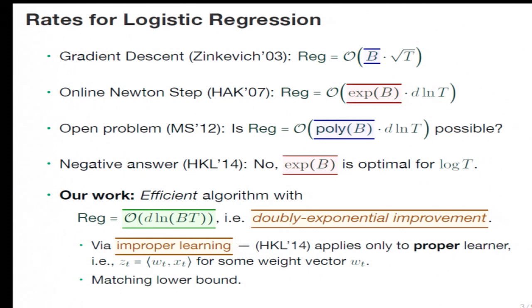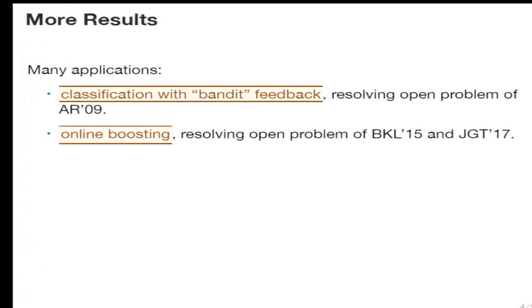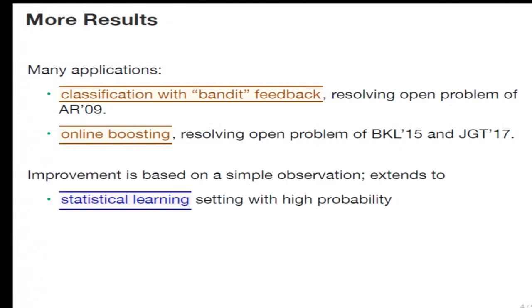We have a few applications that I think make a strong argument that this improper perspective is the right way to think about this problem. We resolved an open problem on the sample complexity of bandit multiclass classification with logistic loss. And we also resolved an open problem on the sample complexity of online boosting. And we have a few more extensions, which I think are nice.